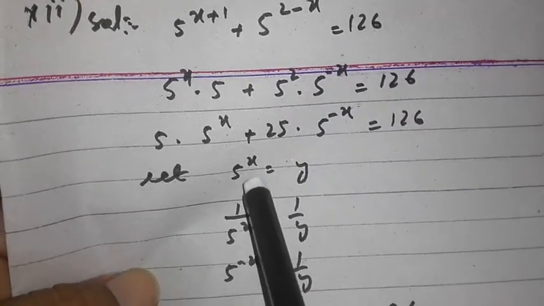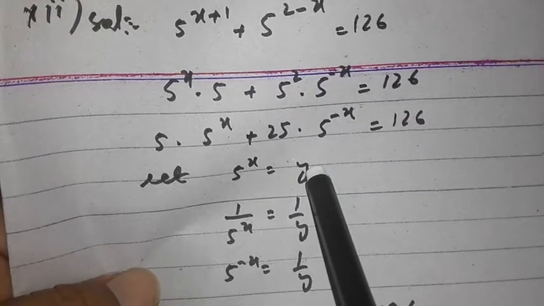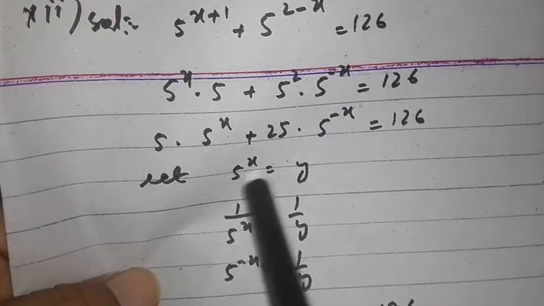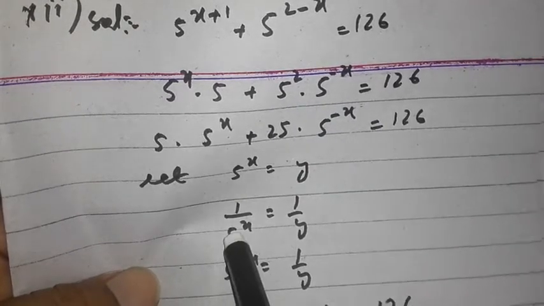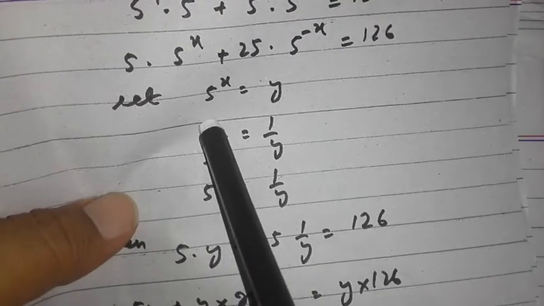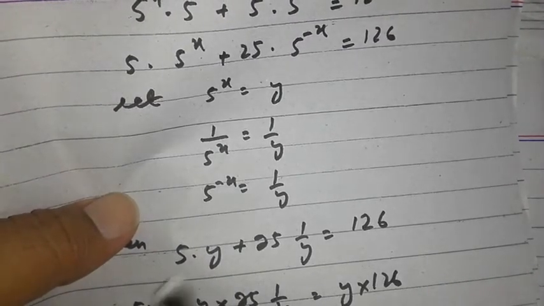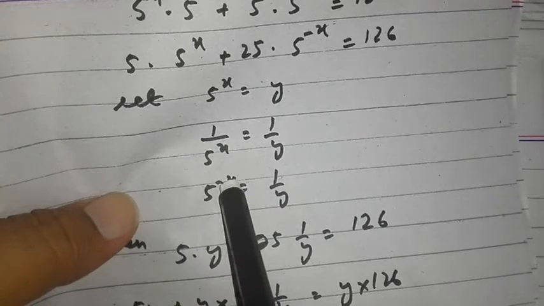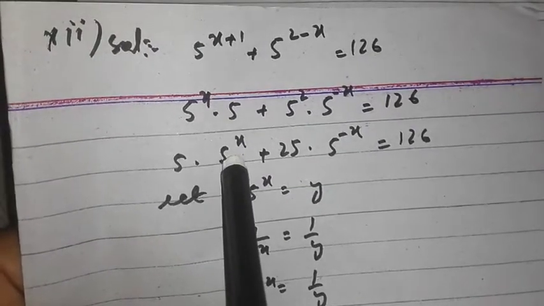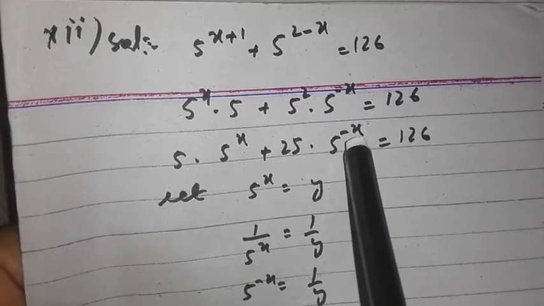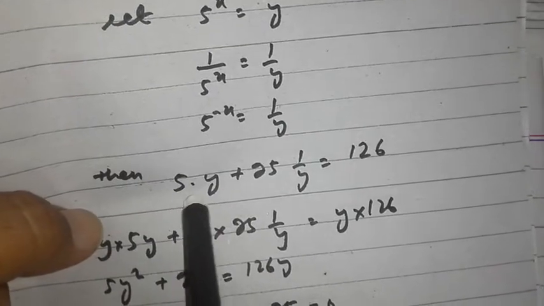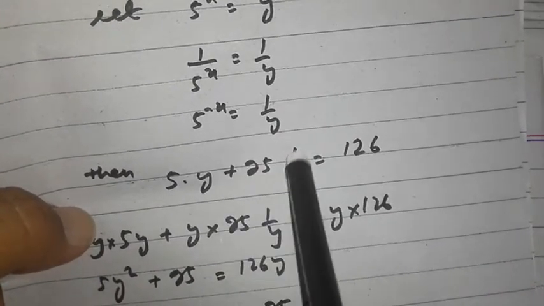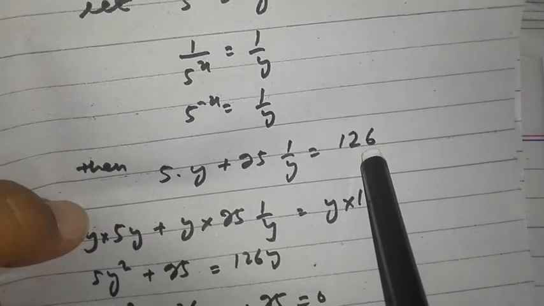Okay, now let us suppose 5 power x equals to y. Taking reciprocal of both sides, we get 1 over 5 power x equals to 1 over y. Shift this 5 power x here to the numerator, so it will become 5 power minus x and 1 over y. Now here we will put y, and for 5 power minus x, here we will put 1 over y. So the equation will become 5 into y plus 25 into 1 over y equals to 126.